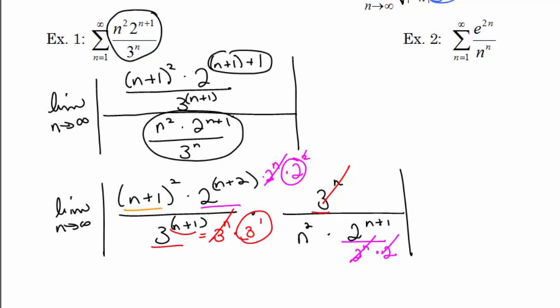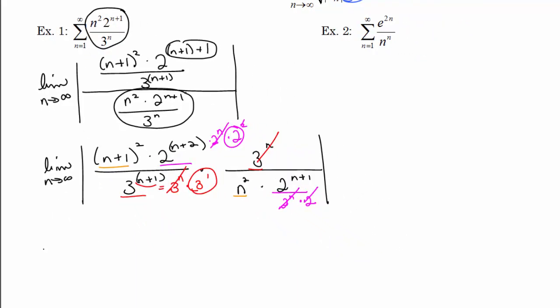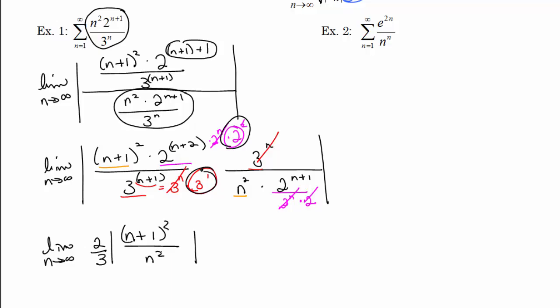So what have I got left? I have that. Do those divide out? No, they do not. So let's see. I have the limit as n approaches infinity. I have that 2 and that 3. Pull that out. And all I have left is n plus 1 squared over n squared.